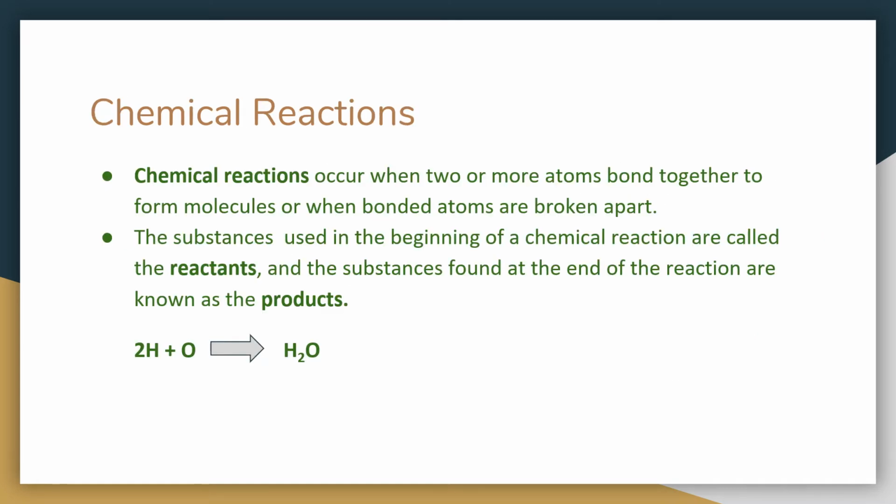So chemical reactions occur when 2 or more atoms bond together to form molecules, or when the bonded molecules are broken apart. That causes a chemical reaction. This is terminology, basically. The substances used in the beginning of a chemical reaction are called the reactants. So the reactants are on the left side of this equation. We have 2 hydrogens and 1 oxygen. Those are the reactants. And the substances found at the end of the reaction are known as the products. So your H2O is considered your product.